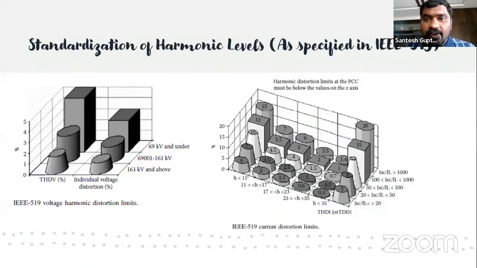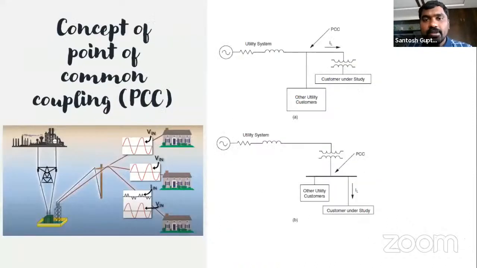But let us see where we need to measure this. Say suppose this is your system, and you are the customer under study. You are connected with a transformer, and the transformer primary is connected to a utility system. This particular thing is a utility system. So your limits, like harmonic content at this point, shall be below IEEE 519 limits.